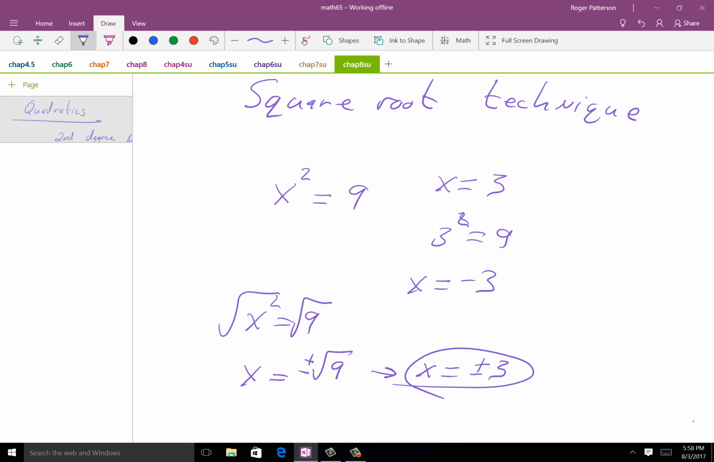So the basic idea is that we want to get it so that we have a square on this side and just a plain constant or expression on that side, and then we can square root it and go from there. All right, that's the whole concept behind the square root technique.